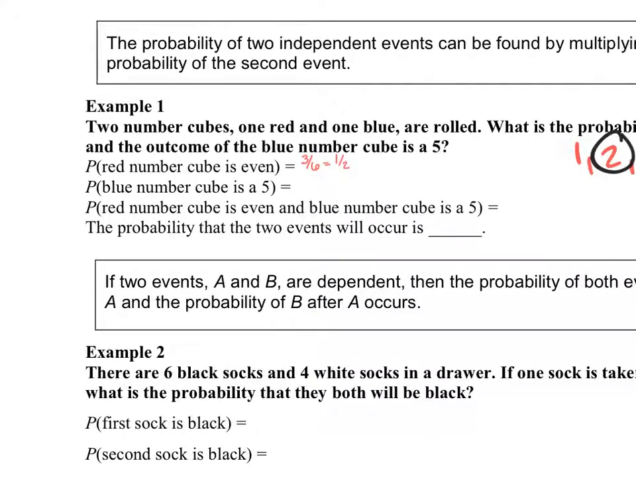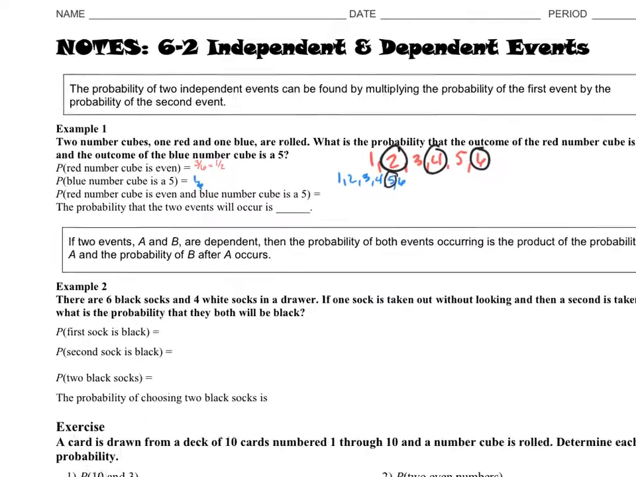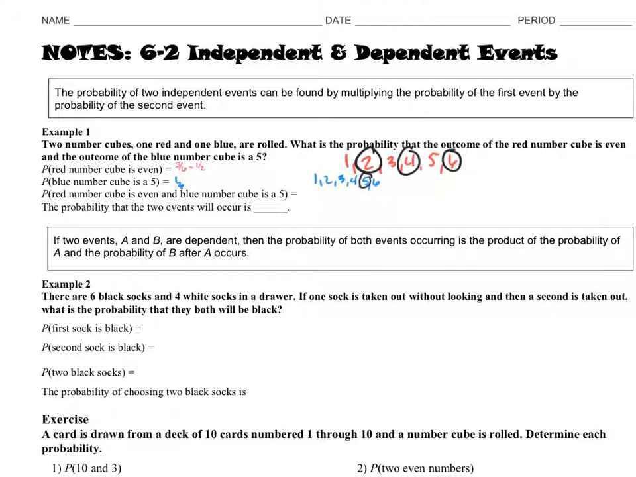Okay? So the probability of the number cube being 5. Again, we have our options 1, 2, 3, 4, 5, and 6. What's the probability? It's 5, 1. So 1 out of 6. So it tells us at the top that the probability of two independent events can be found by multiplying the probabilities together. So now I'm going to multiply 1/2 times 1/6.